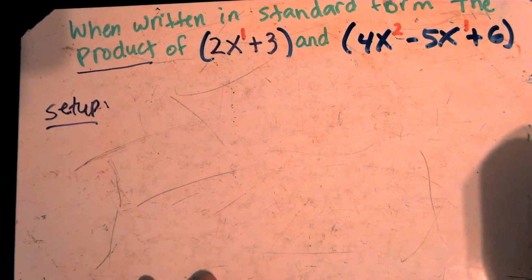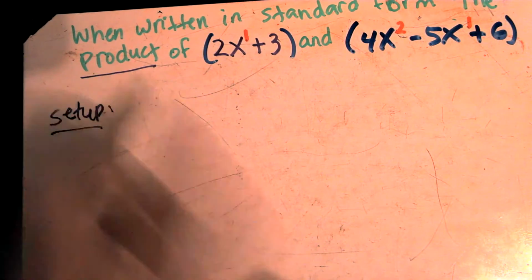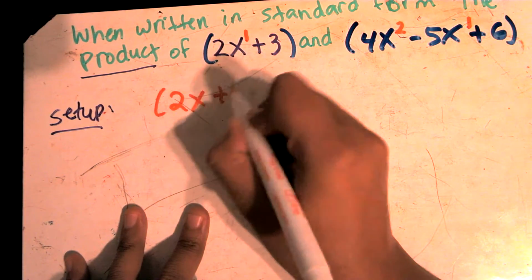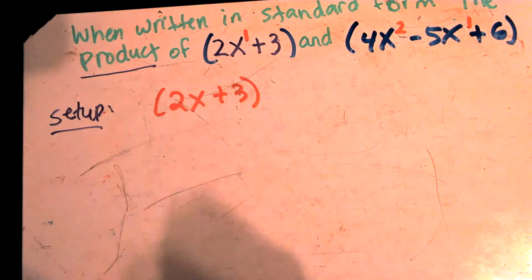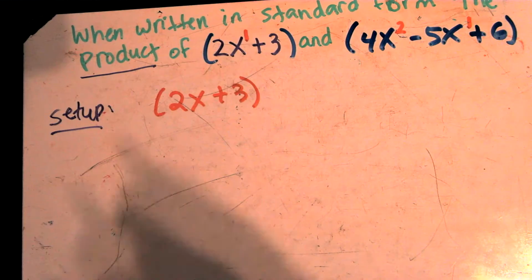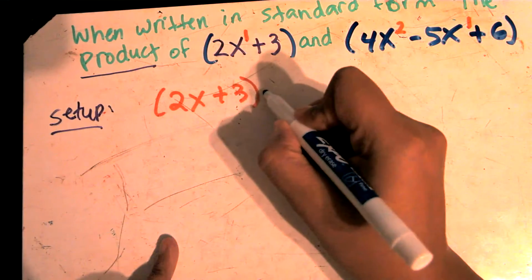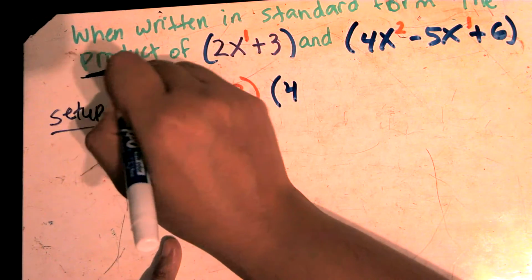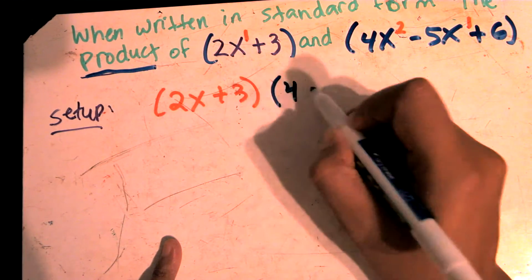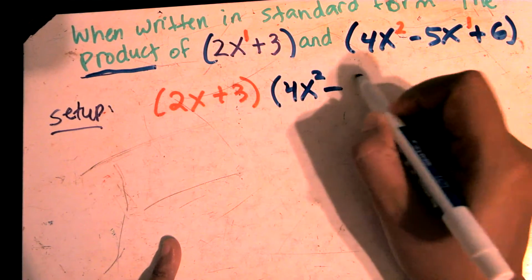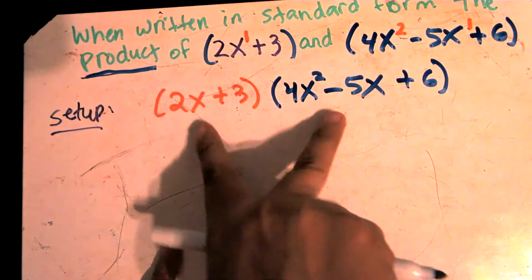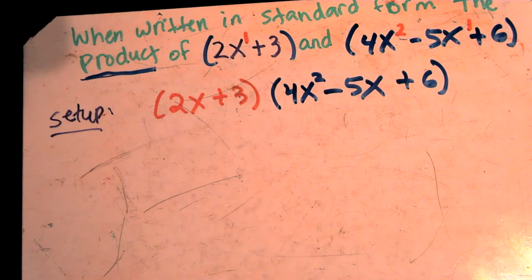So it says find the product. That means I'm going to multiply. So I'm going to just put the parentheses right next to each other. I'm not going to put any symbol like addition or subtraction because it's a product. So there's an invisible multiplication next to the parenthesis sets. That's how I set it up. It's two polynomials being multiplied to each other.